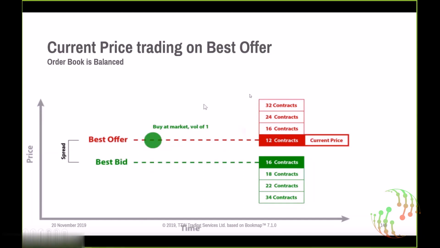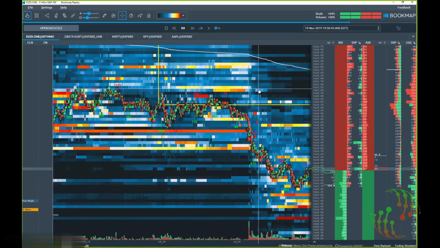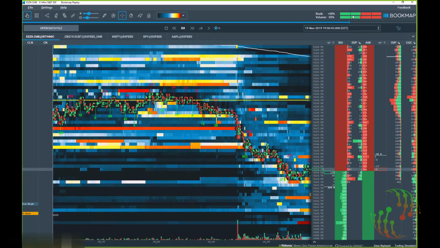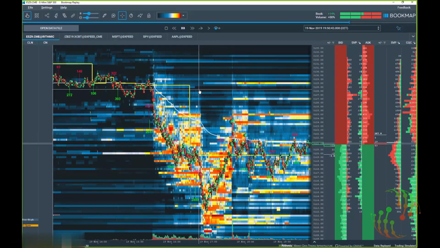You see that here in this scheme, in this example, we have the current price trading at the best offer. That means here again 12 contracts, the order book is balanced. We have 32, 24, 16 and 12, and also below 60, 80, 22 and 34. By that it is balanced. If you look, the green is 50% and the red one, the ask side, is also 50%. Let's see if we can find a strong imbalance somewhere.